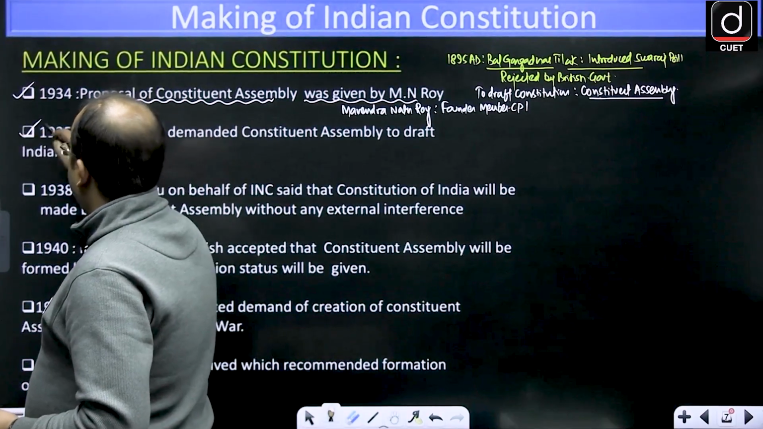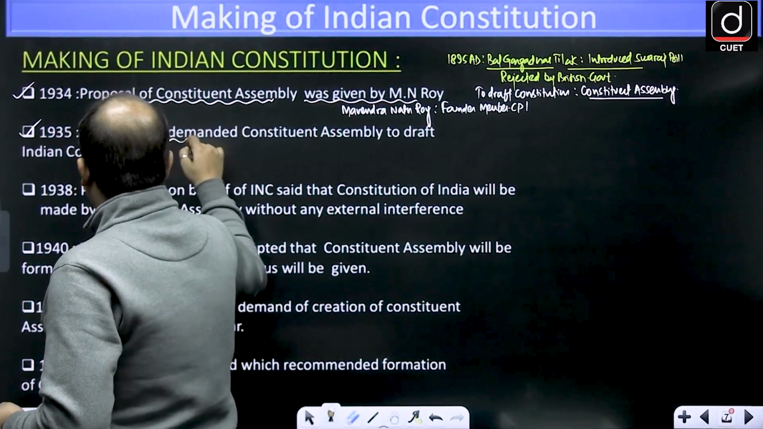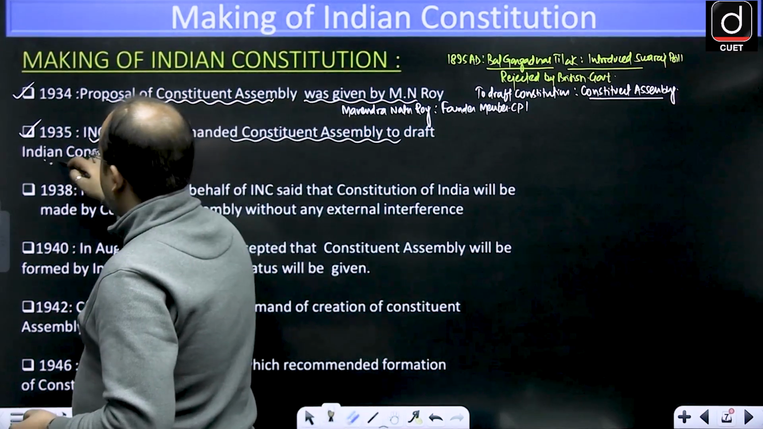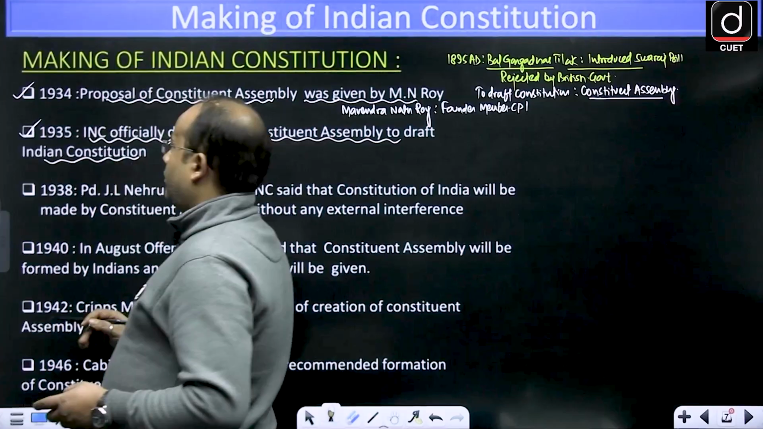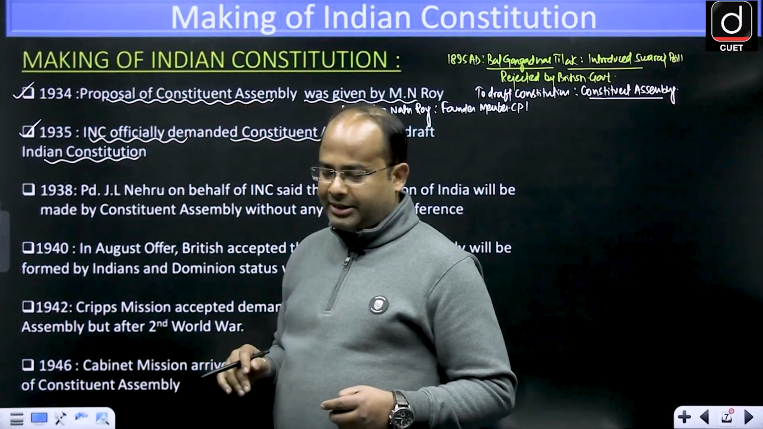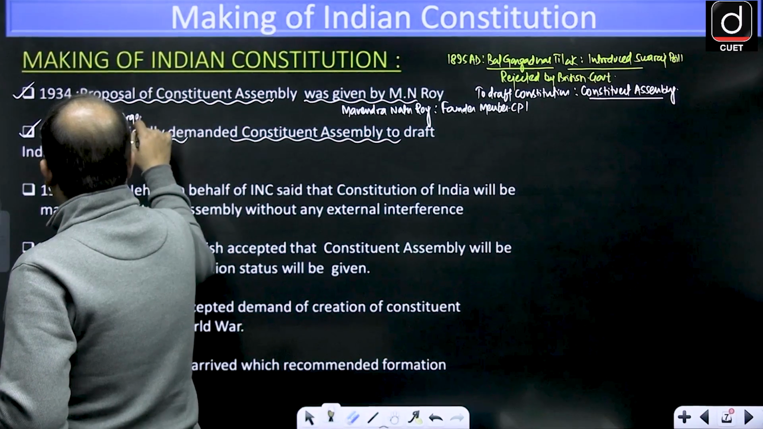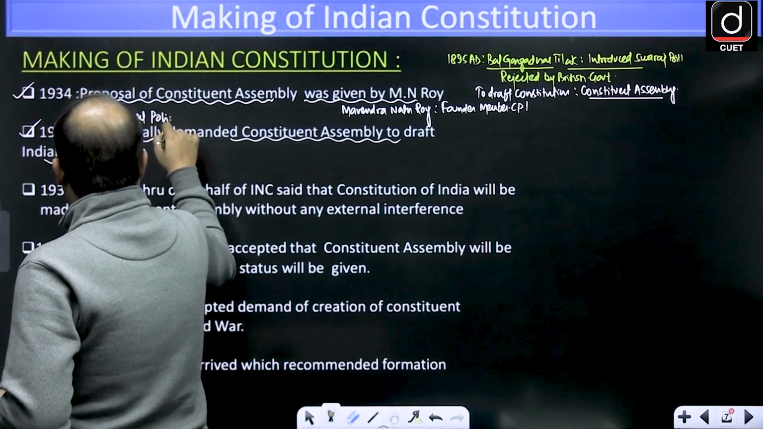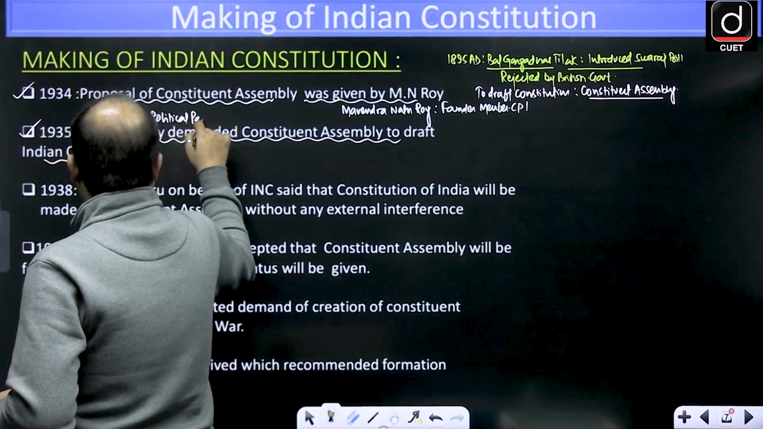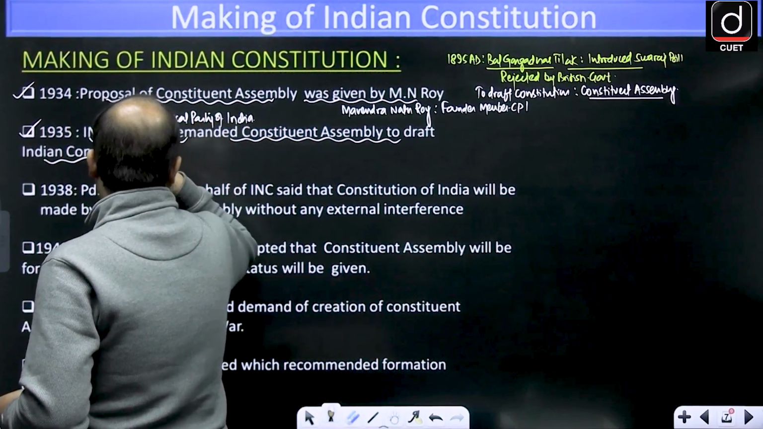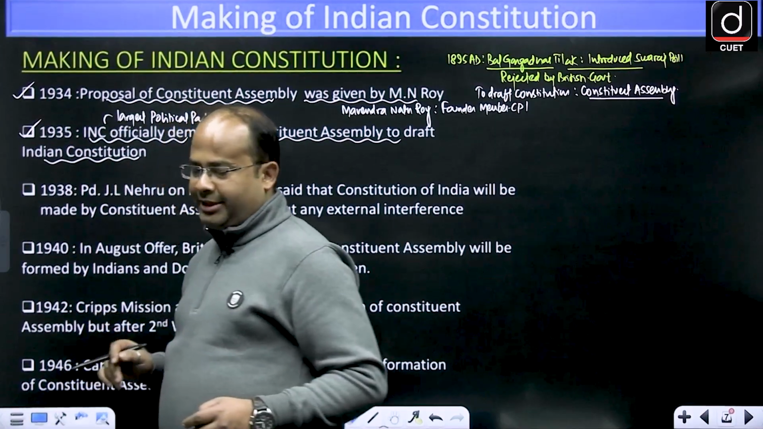In 1935, the Indian National Congress officially demanded a Constituent Assembly to draft the Constitution of India. Now guys, the Indian National Congress at that point of time was the largest political party of India. It demanded the formation of the Constituent Assembly.